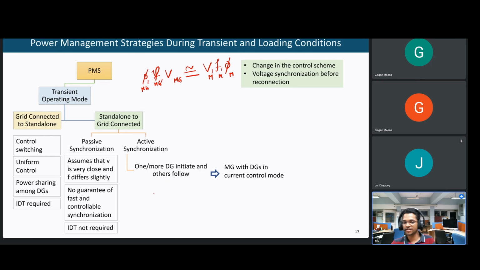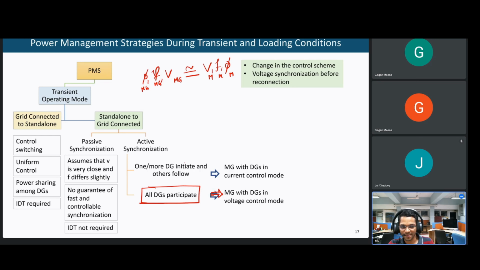Here we can have two different ways. First, one or more DGs initiate the synchronization process and the others follow them. This can be done in microgrids having DGs with current control mode. The second is when all the DGs participate in the synchronization. This can be done for microgrids operating in voltage control. But for both of these, we need communication facility, so different DGs must be able to communicate with each other for active synchronization.